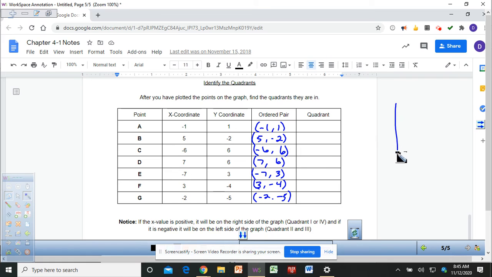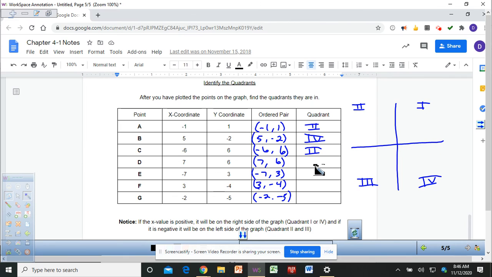So I'm just going to make a quick grid right here. And I'm going to think, if I go -1, 1, remember this was quadrant 1, quadrant 2, quadrant 3, and quadrant 4. So -1, 1 would be like right here. So that's in quadrant 2. 5, -2 would be in quadrant 4. -6, 6 would be in quadrant 2.